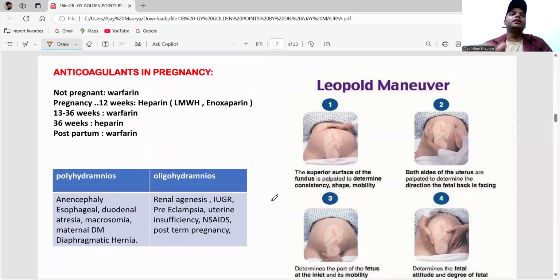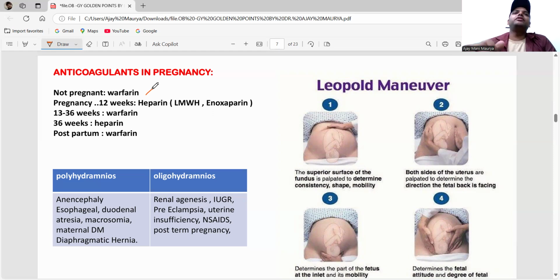Next one, guys, is anticoagulants in pregnancy. See here, warfarin. Warfarin is contraindicated in the first trimester only. In the other trimesters, second and third, you just change to warfarin. I think everyone knows about this one.